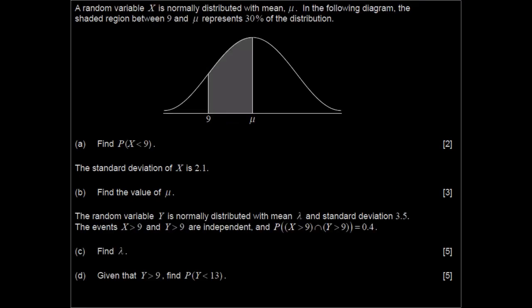This question says, random variable x is normally distributed with a mean of mu. In the following diagram, the shaded region between 9 and mu represents 30% of the distribution. So it's telling us here that this grey region here is 30%, or with a 0.3 probability. Then it says, find the probability that x is less than 9. So it wants to know what's the probability of this. So since we know that up until the mean will be 50%, because the mean is the centre, so up to here will be 0.5, this part will be 0.3, so this part would be 0.5 take away 0.3, which would be 0.2.